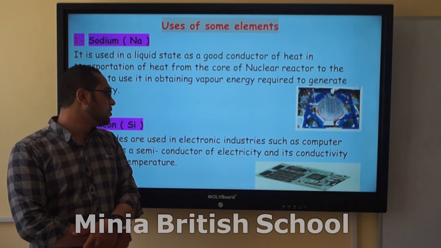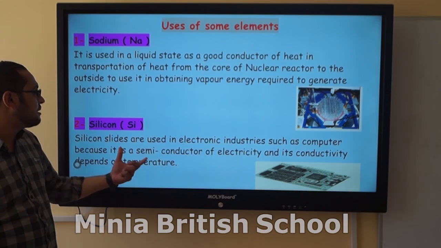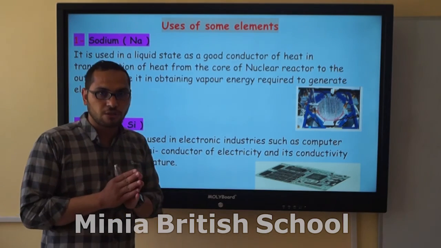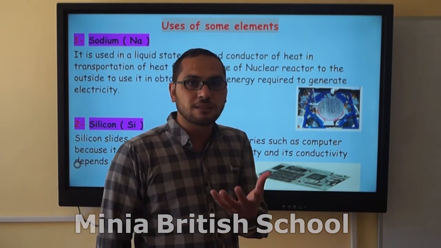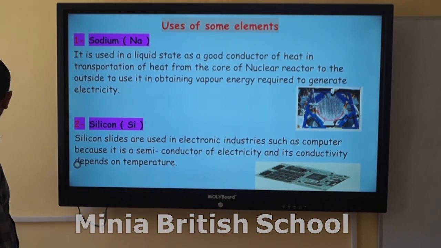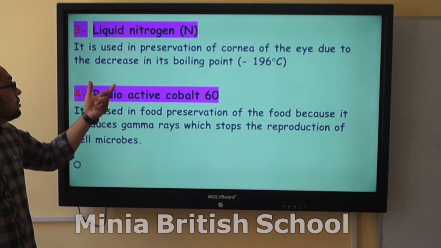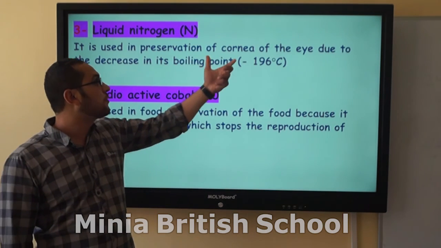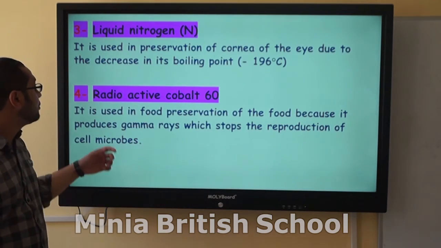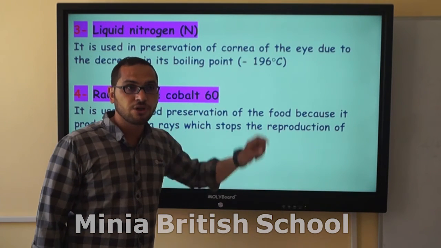Silicon slides are used in electronic industries such as computers, because it's a semiconductor of electricity and its conductivity depends on temperature. Semiconductor means its ability to conduct electricity depends on temperature. Liquefied nitrogen is used in preservation of the cornea of the eye, due to its boiling point at negative 196 degrees Celsius.